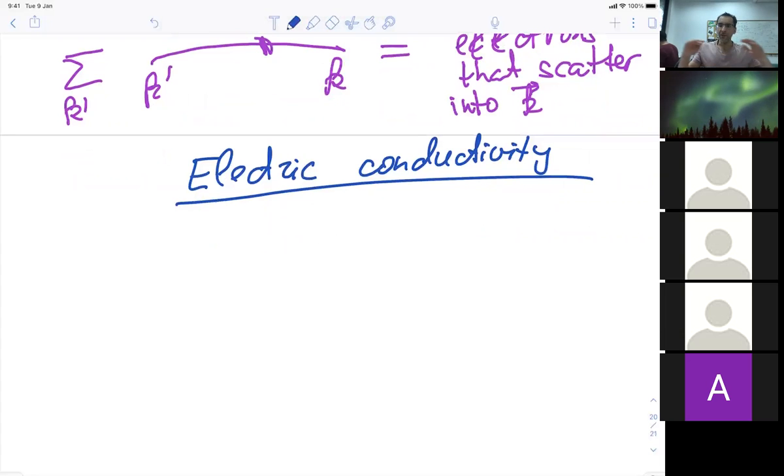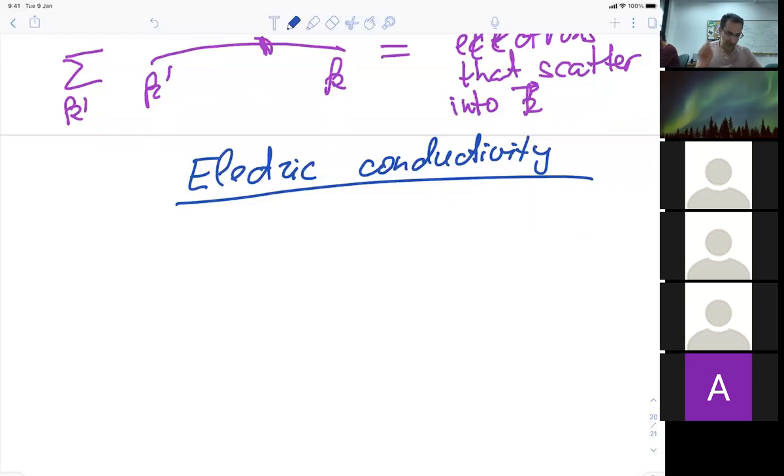Okay, so this is the simplest level of understanding the transport properties of metals. Let us compute electric conductivity on the level of the Boltzmann equation. So we have an equation. Let us see how we can use it to compute electric conductivity.